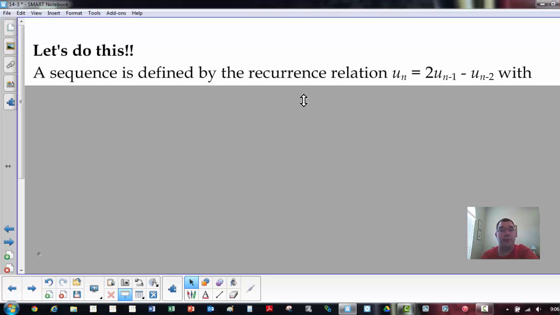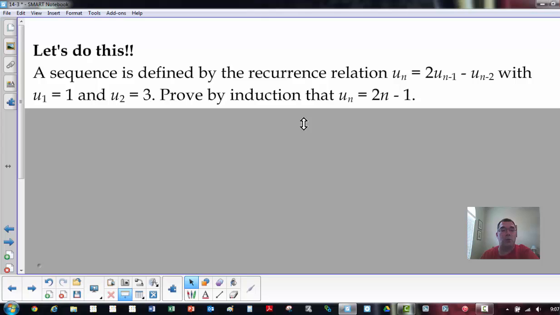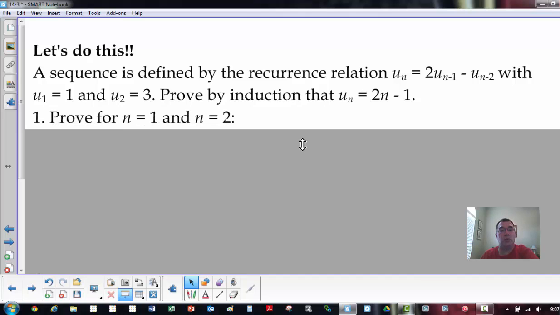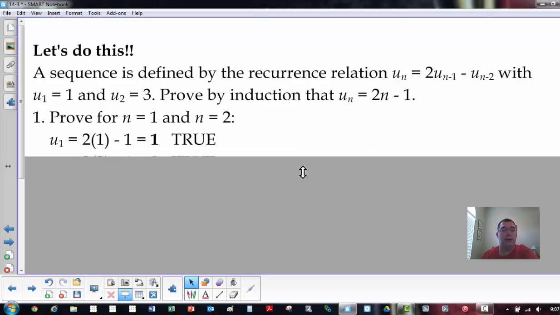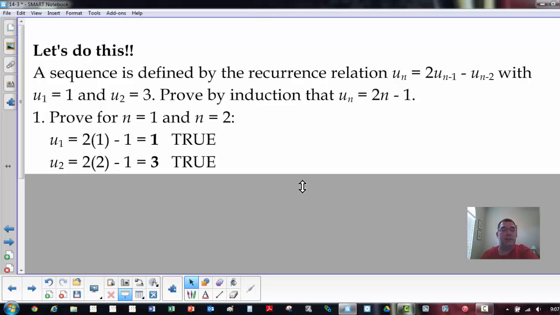All right, so here's how the problem would be stated. A sequence is defined by the recurrence relation that we started with. The nth term is equal to twice the n minus first term minus the n minus second term. We've got the first term being 1, the second term being 3, and we are going to prove by induction that the nth term is actually 2 times n minus 1. So we're going to prove it true for n equals 1 and n equals 2. So using the 2n minus 1 expression, if I replace n with 1, I get that 2 times 1 minus 1 is 1, and that's true. The first term was actually 1. The second term is 2 times 2 minus 1, which is 3, and that's actually true as well, based on the given information.